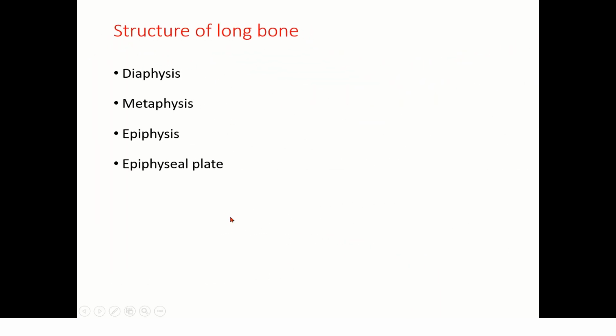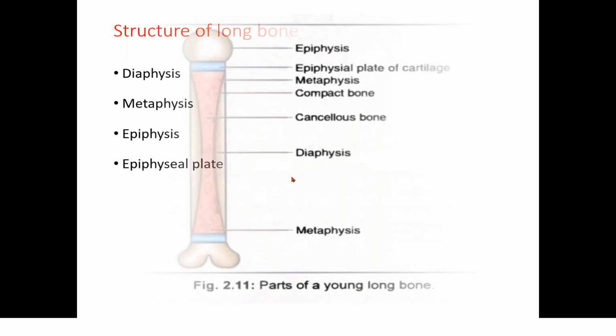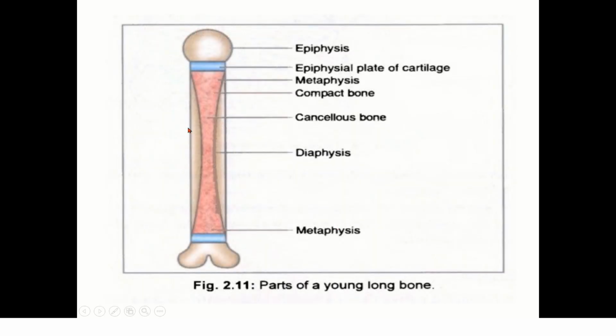So what are the parts of a growing long bone? Diaphysis, metaphysis, epiphysis and epiphyseal plate. You can see here, this shaft part is the diaphysis. On the ends are the epiphysis, and the part of the diaphysis which is towards the epiphysis is called the metaphysis, and the separation between the epiphysis and metaphysis is the epiphyseal plate of cartilage. Once the epiphyseal plate of cartilage becomes bone, then the growth stops.